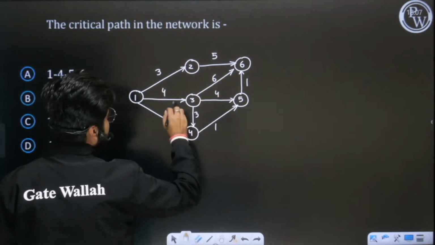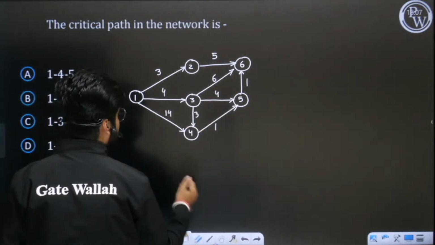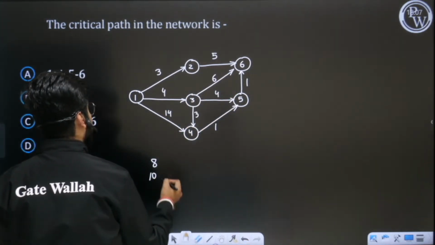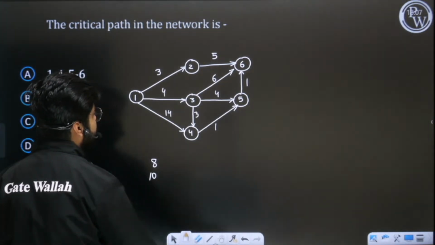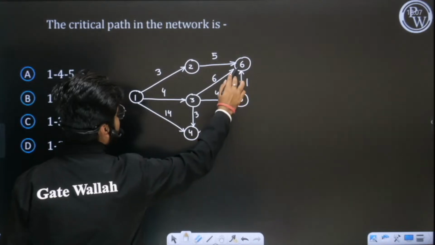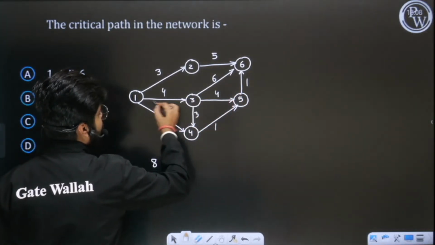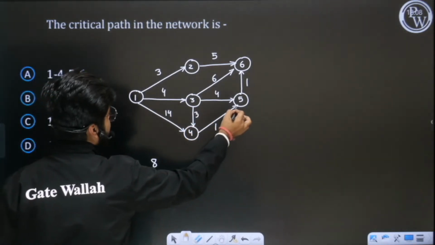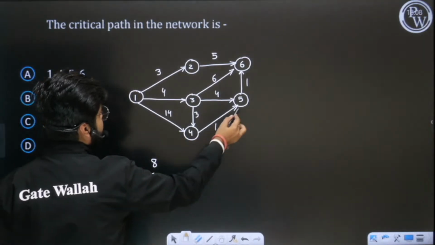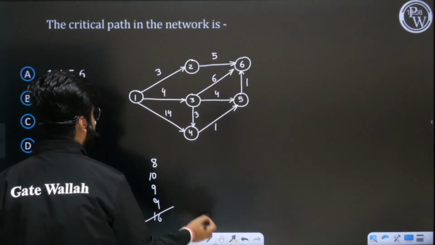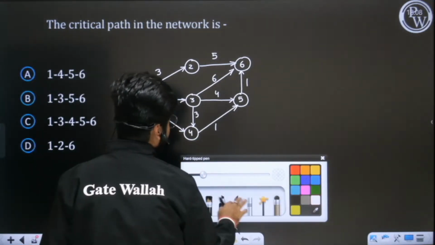Ultimately we have to reach 6. So this is having 8. Second path is 10. See, this path is 4 plus 4 is 8, plus 1 is 9. And this path is 4 plus 3 is 7, plus 1 is 8, plus 1 is 9. This path is 14 plus 1 plus 1 is 16. Yes, this is the longest one. So out of total 5 paths, we have this as the longest one.